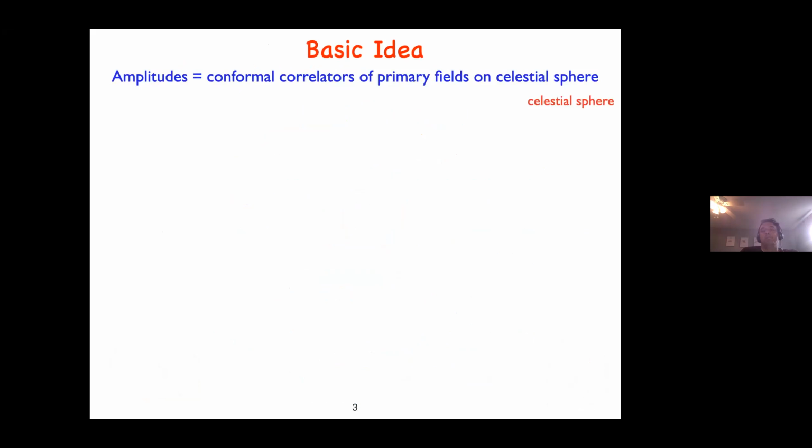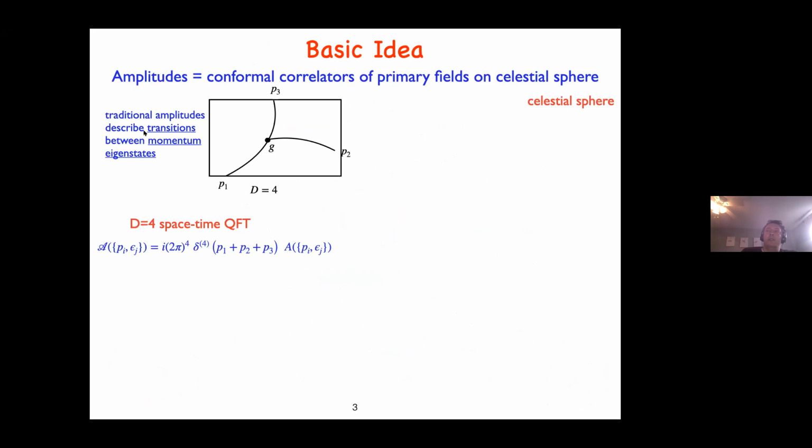Our basic idea starts like this. In 4 dimensions, we have amplitudes, which involve transitions between momentum eigenstates. These are the typical plane waves. We compute these by computing basically Feynman diagrams. Lorentz invariance and translation symmetry are manifest in this picture.